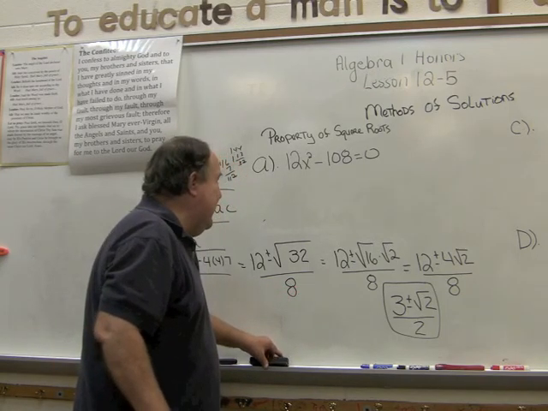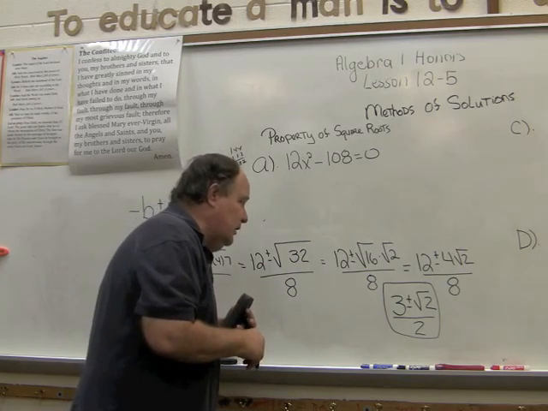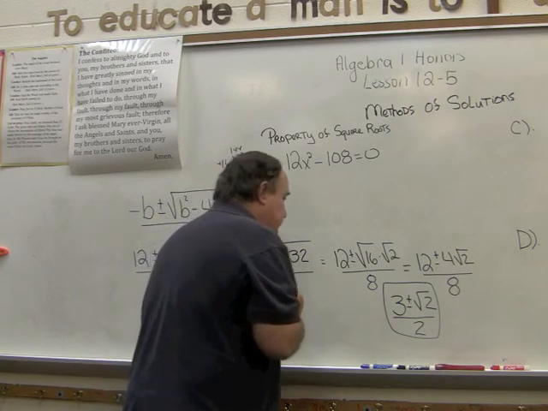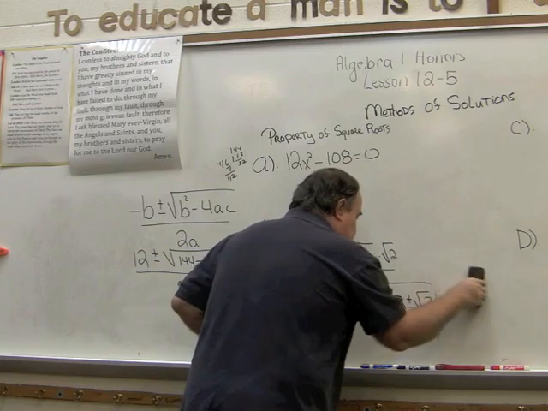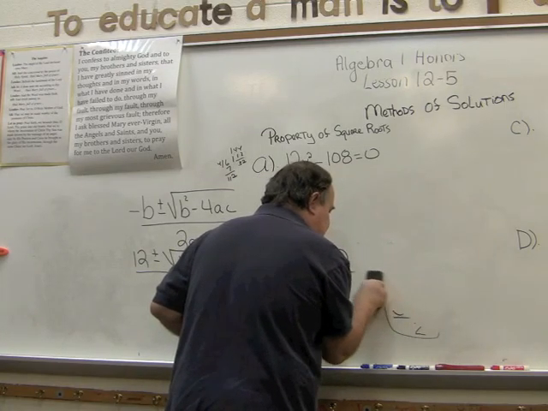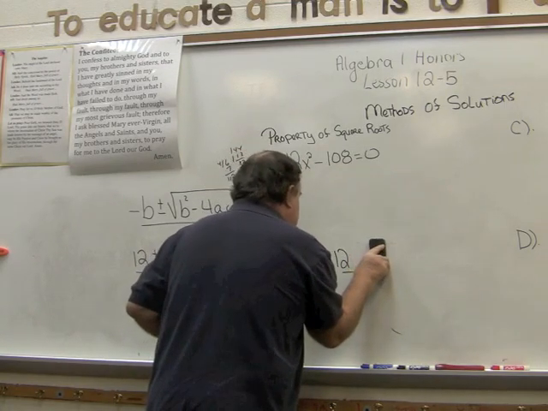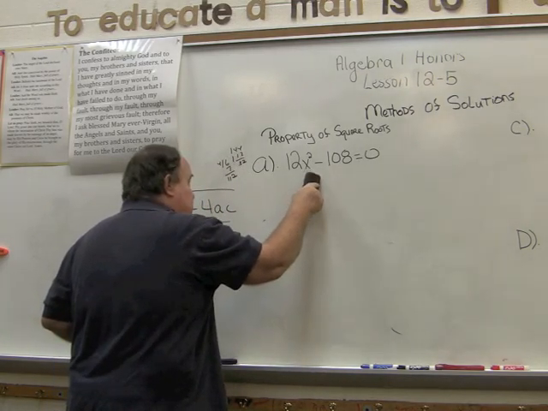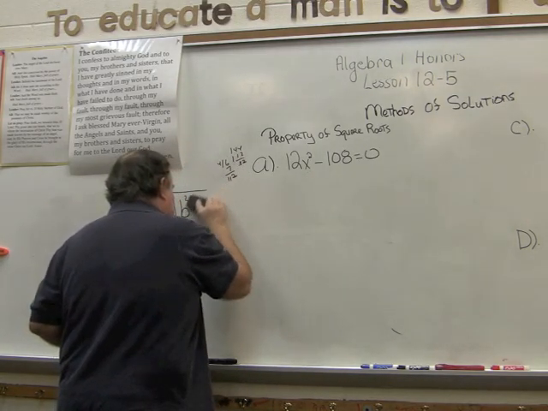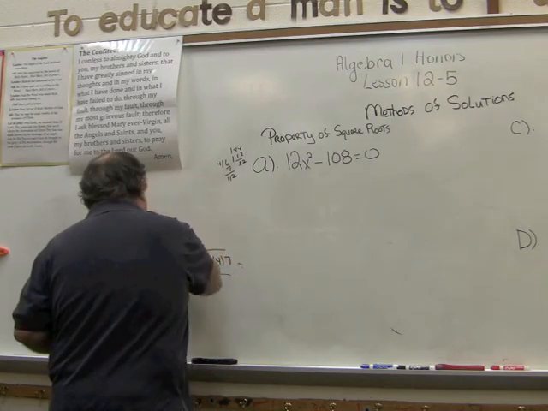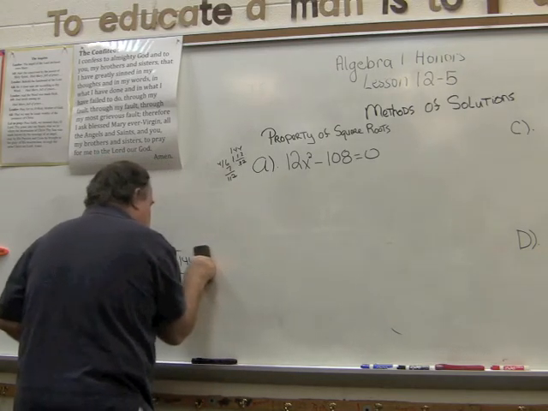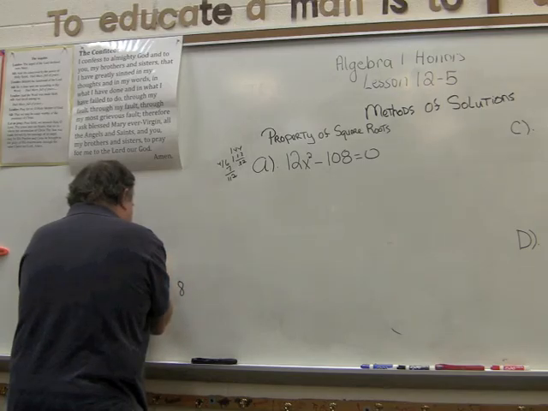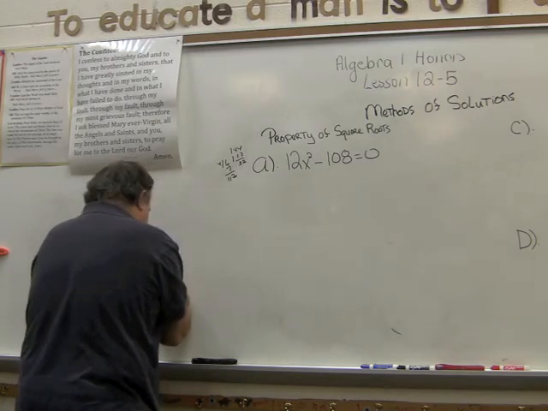Now let's look at A, property of square roots. Like I said, we could still use A in the quadratic equation, except our B here is missing, and that would be a 0. If we're missing something, it's going to turn into a 0, and we could still use this formula. But let's try something different.